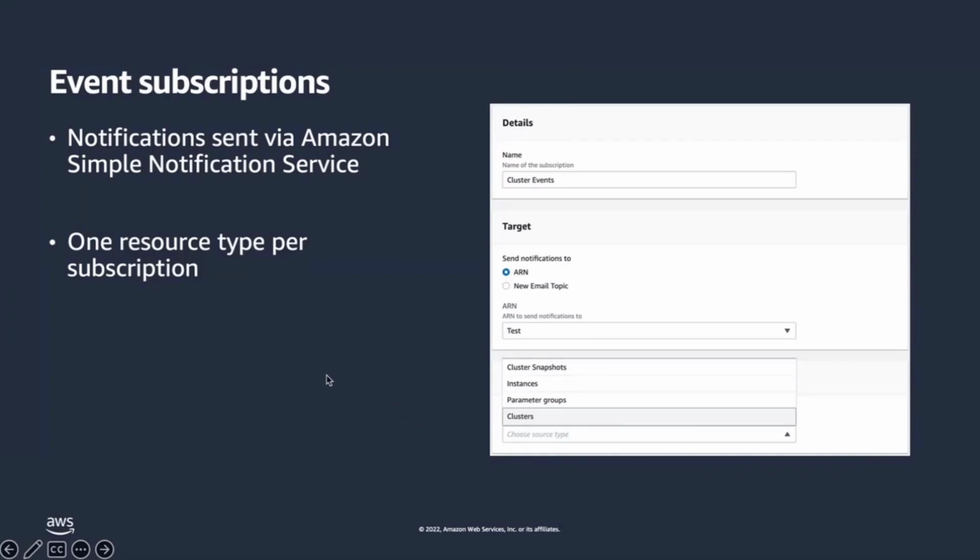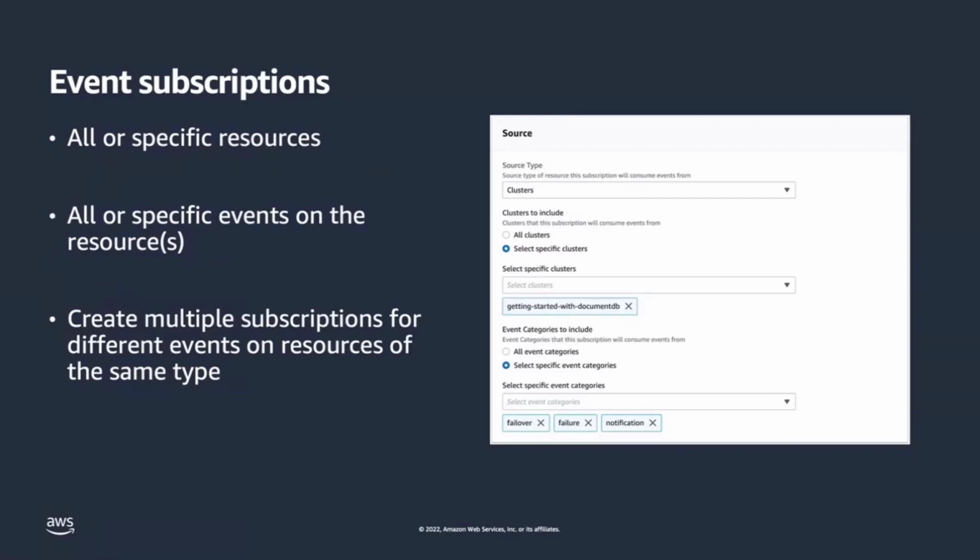So to subscribe, you specify a name of the subscription, how you want the notification sent, and typically it's going to be via SNS. And you're going to specify the resource that you want to subscribe to events in. You can only have one resource type per subscription. So if you want to subscribe to cluster events and instance events, you're going to need 2 different subscriptions. Then once you've specified the source type, in this case clusters, you specify which source the subscription will consume events from. All right, so in the case of clusters, is it all events or a specific cluster?